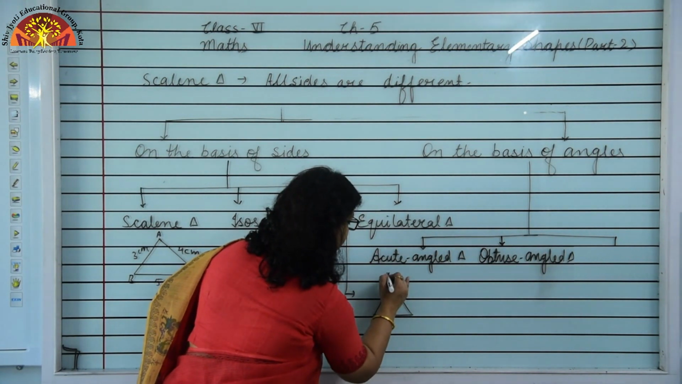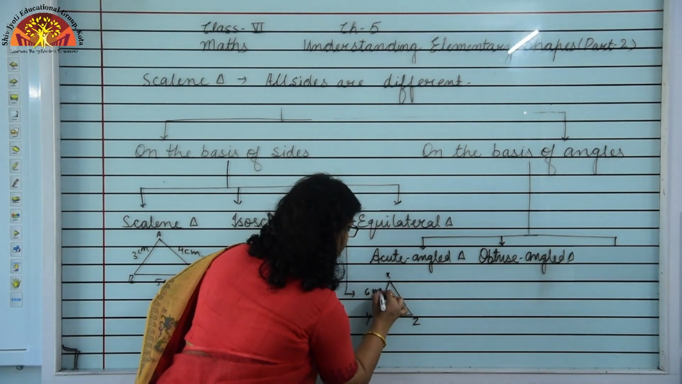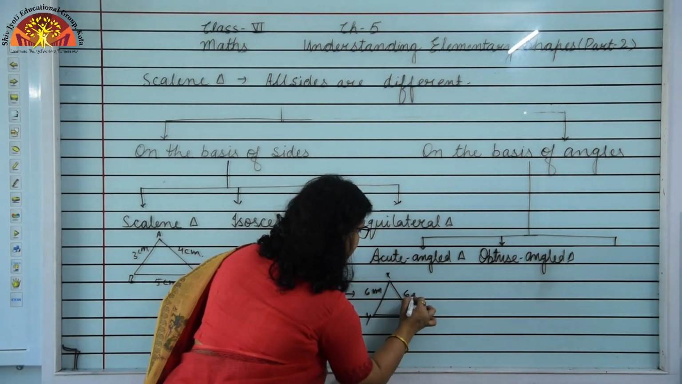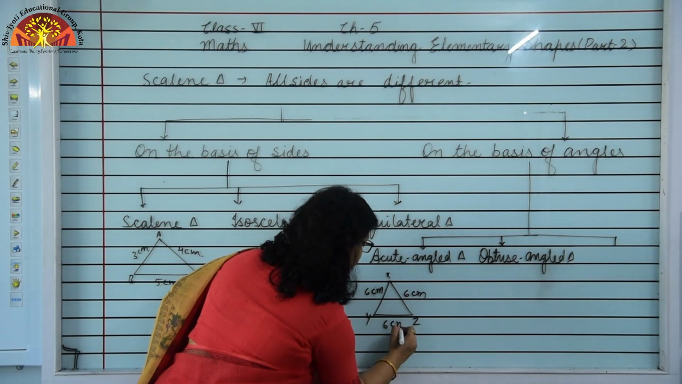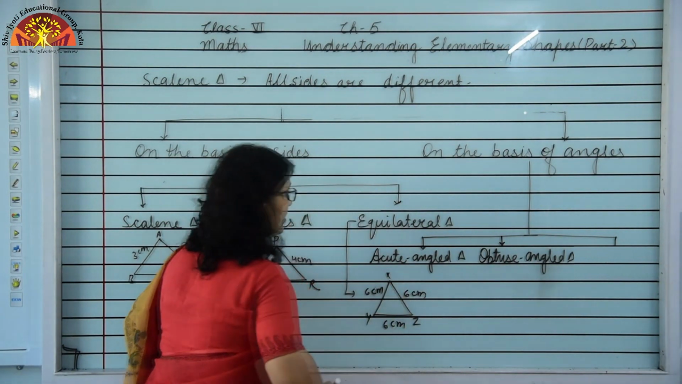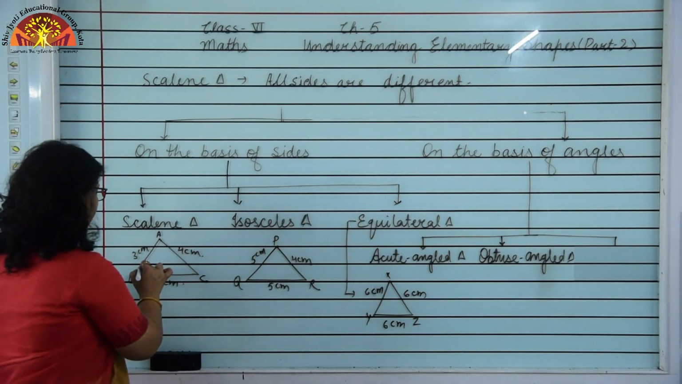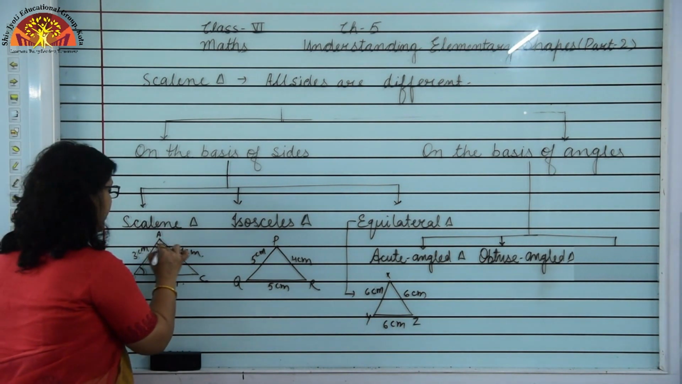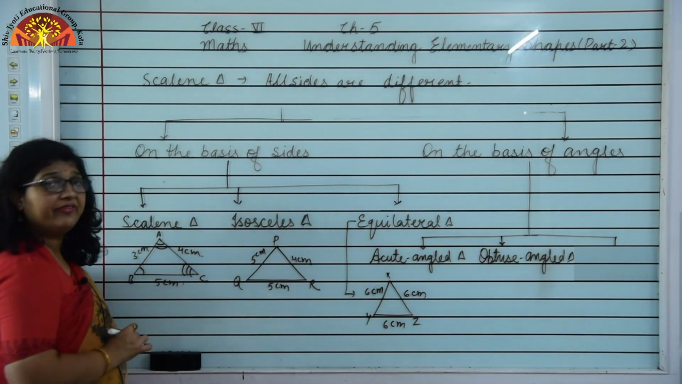Suppose this is x, y and z. This is 6 centimeter, this is 6 centimeter, and this is also 6 centimeter. All sides are equal. Students, one more thing. In a scalene triangle, all angles are different. The 3 angles in it will have different measurements.